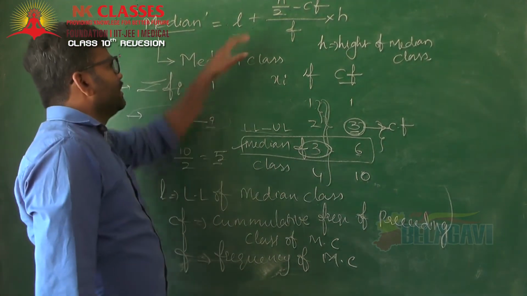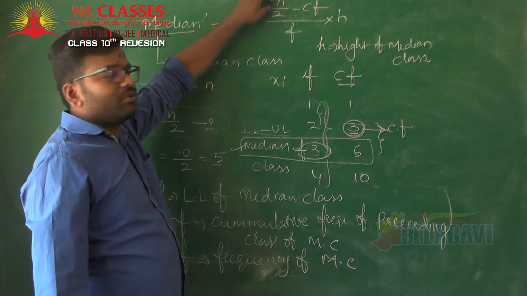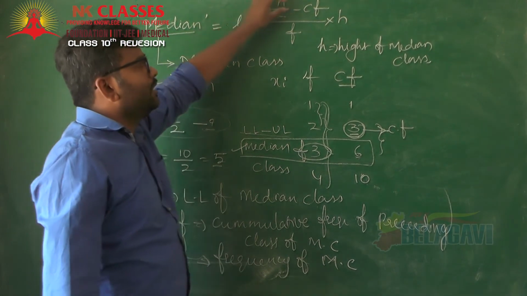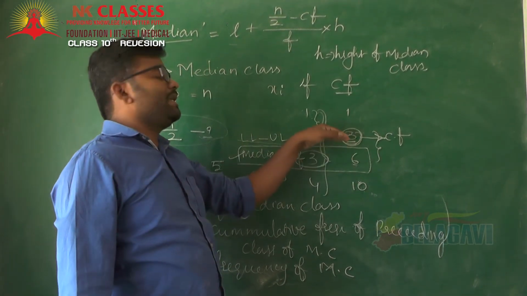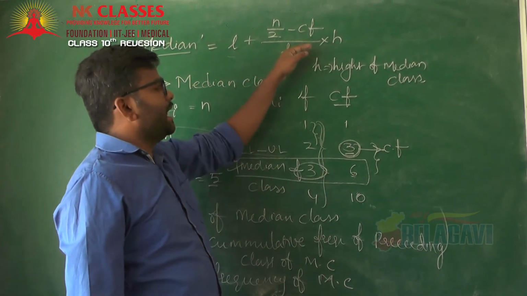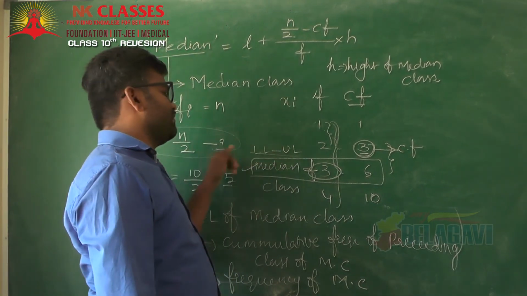Right. So one more time. L is the lower limit of the median class. N by 2 is the sum of total observations by 2. CF is the cumulative frequency of the preceding class of the median class. F is the frequency of the median class. H is the height of the median class.